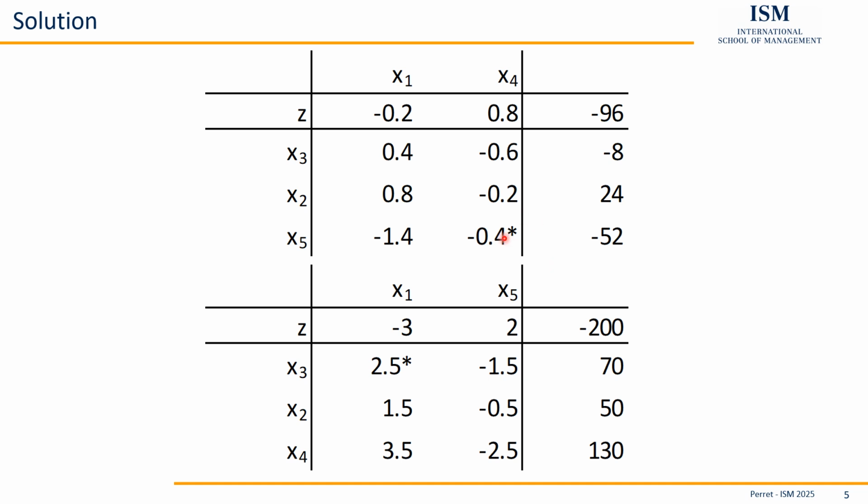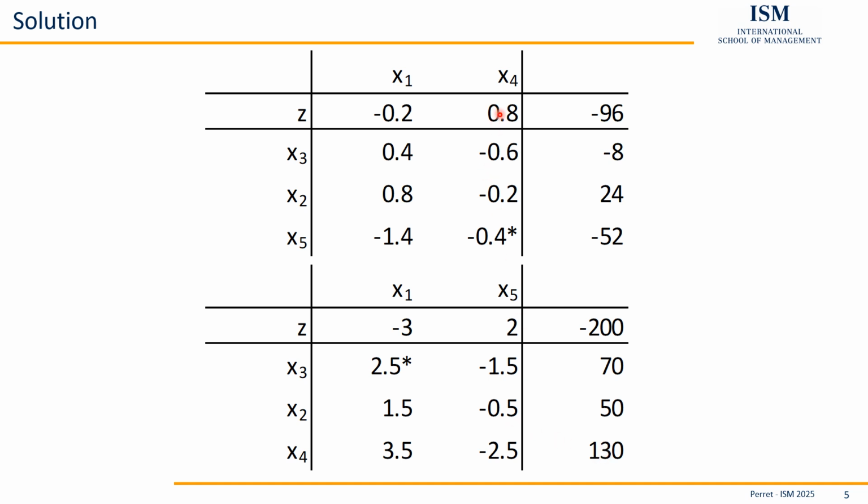We do this again: we change the variables in the pivot row and column. For the pivot element, we have 1 divided by the pivot element. Everything else in the pivot row is divided by the pivot element. So minus 1.4 divided by minus 0.4 gives this. Minus 52 divided by minus 0.4 gives 130.